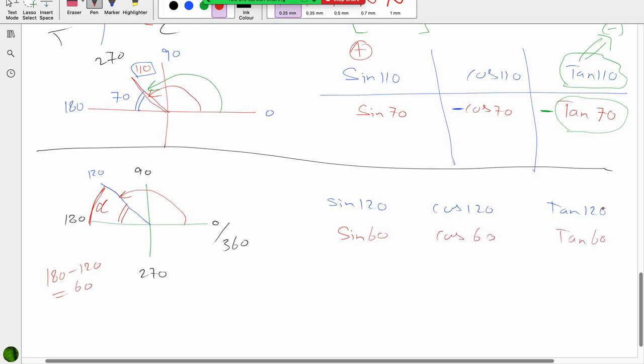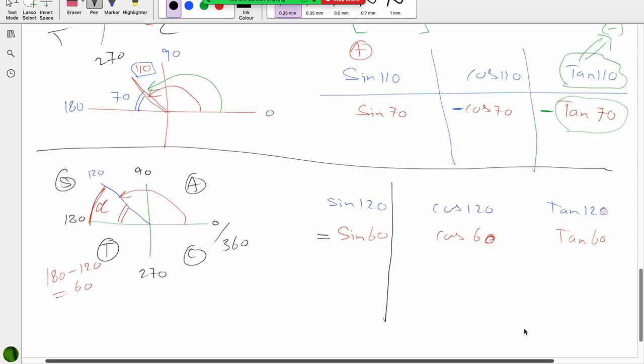We know one thing. Sine 120, sine 60, the magnitude is same, but we need to check if the signs are same. For cos 120, cos 60, magnitude is same. For tan 120, tan 60, magnitude is same. So first one, is sine 120 positive or negative? Yes, it is positive. And sine 60 also positive. So we don't need to put anything. They are exactly equal. I can say that sine 120 is equal to sine 60.